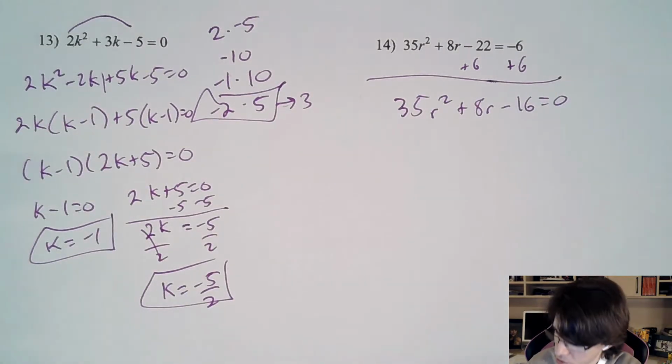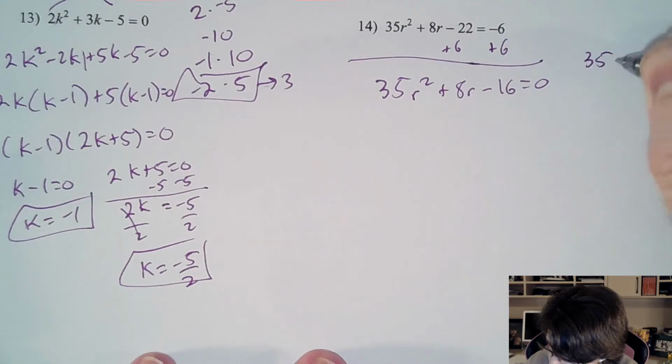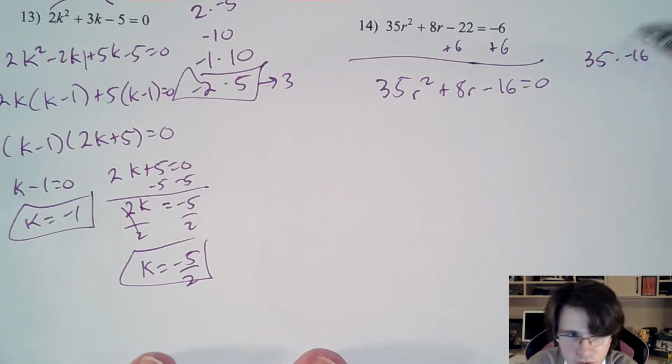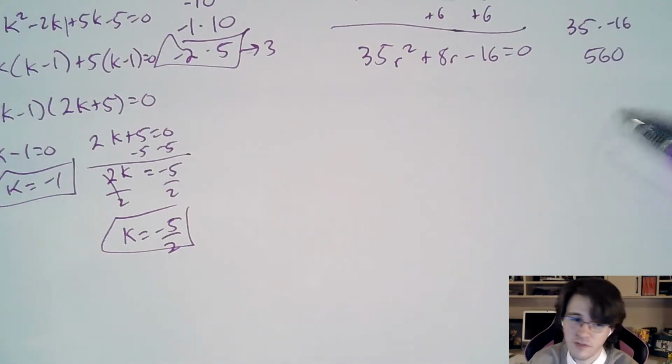All right, so we're all done. Here we go. There's 35 times negative 16, and we get 35 times negative 16 on the calculator. And if you do it on the calculator, you get 560, and then you have to list off all the things that multiply to 560.